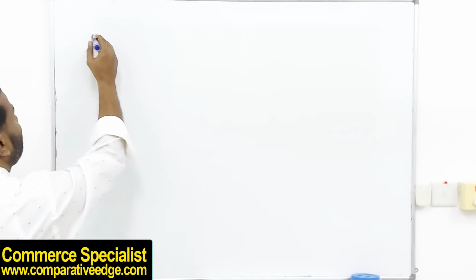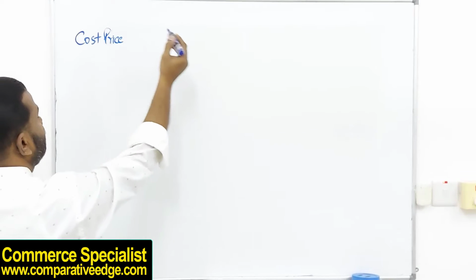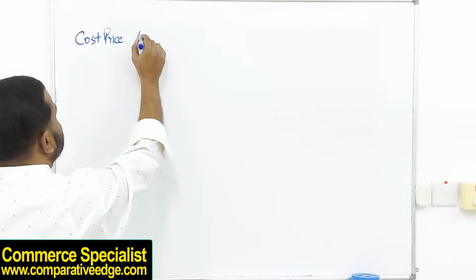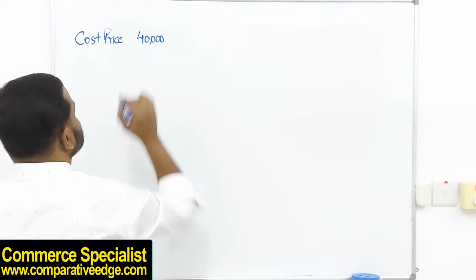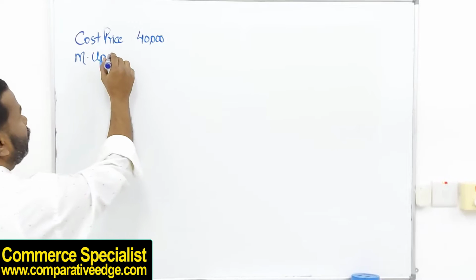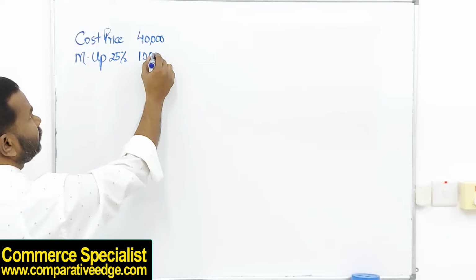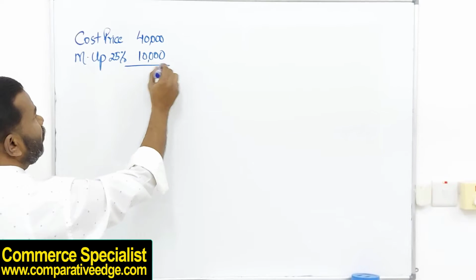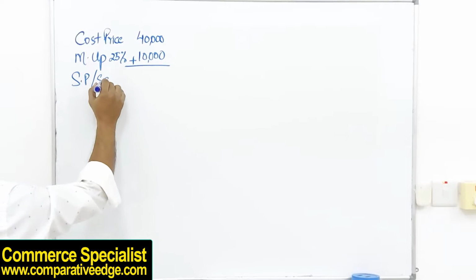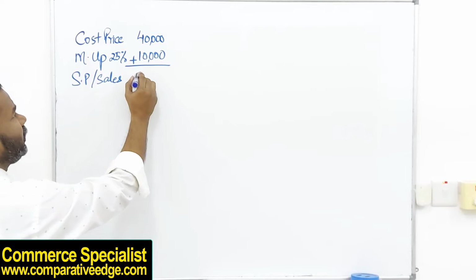Let's say we have cost price. Let's say the cost of a table is 40,000, and if we add a markup of 25%, 25% of this would be 10,000. So when we add markup, we get sales or selling price. You can call it sales as well. So when you add cost and markup, you get sales, which is 50,000.